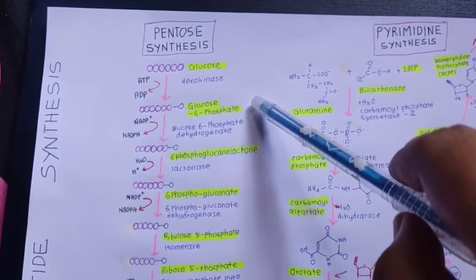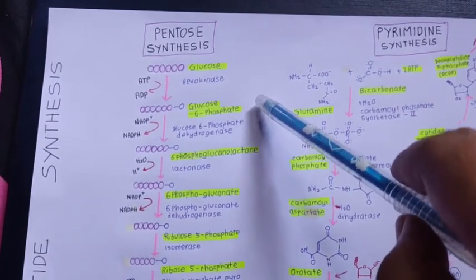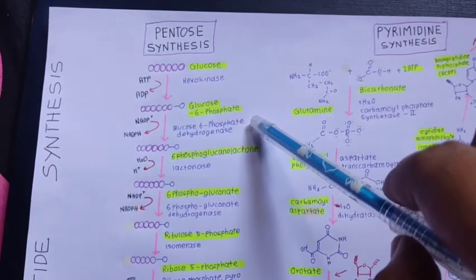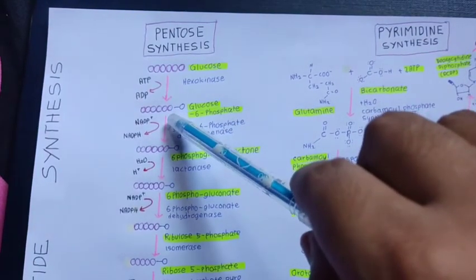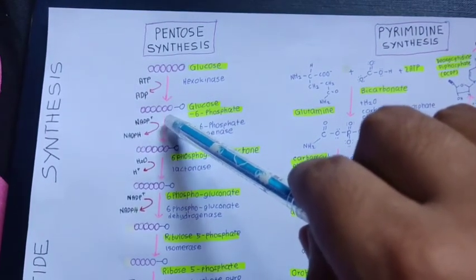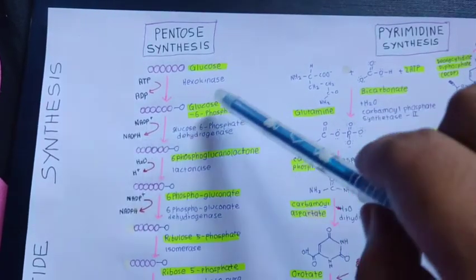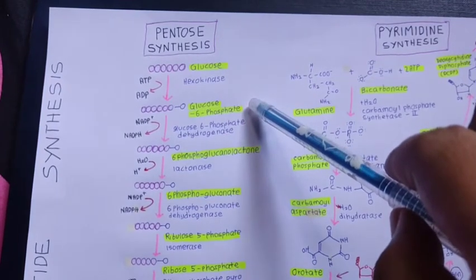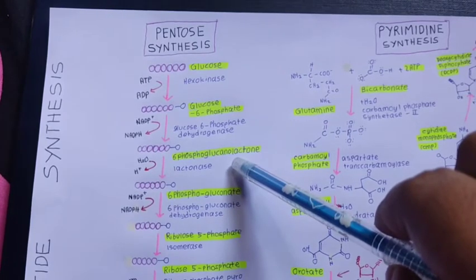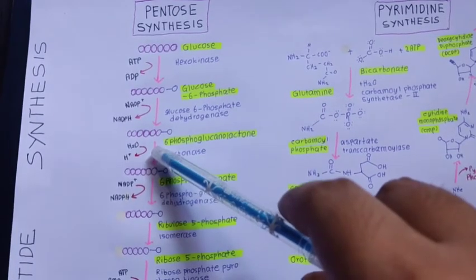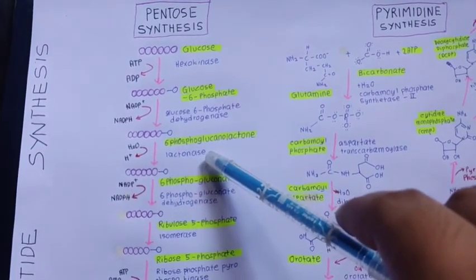If this molecule enters the pentose phosphate pathway, there's an enzyme called glucose 6-phosphate dehydrogenase. NADP positive was added to take hydrogen and convert into NADPH. Then, glucose 6-phosphate was converted into 6-phosphoglucolactone. We add some water to this reaction, and the enzyme lactonase is involved in this process.